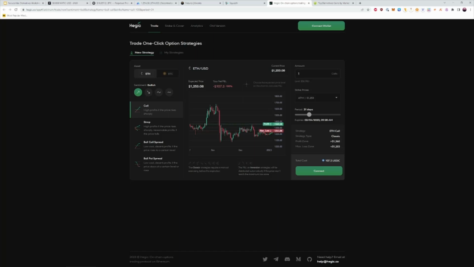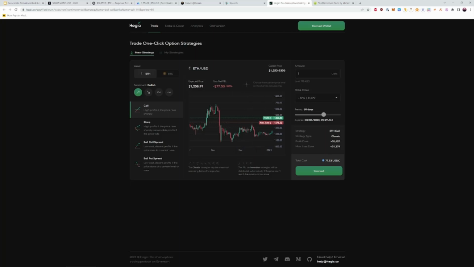So, I'm bullish on Ethereum, but it might take a while, so I'm going to set my period to 60 days. And then this is my strike price, or the price that I'm able to exercise the contract. So I'm going to go with a 10% increase on the strike price here.